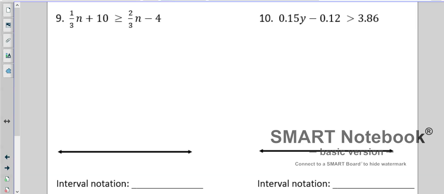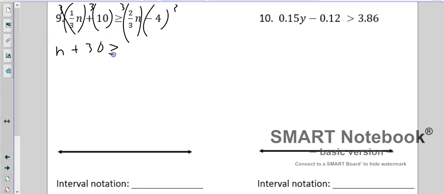Okay, just a couple more and we're out of here. Now, think back to the previous lesson. See, I have these 3's here in the denominator. I can multiply everything by 3. And what it's going to do is cancel my 3's here, leaving me just n. 3 times 10 is just 30, greater than or equal. The 3's cancel, leaving me 2n, and negative 4 times 3 is negative 12. Okay? You can keep the thirds if you want, but it's a lot less work doing it this way.